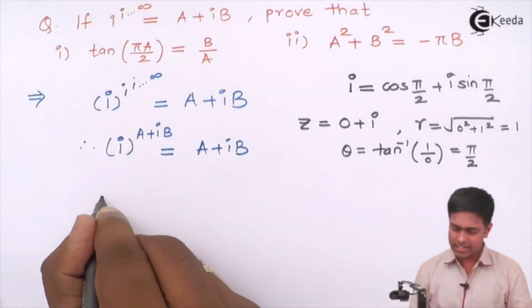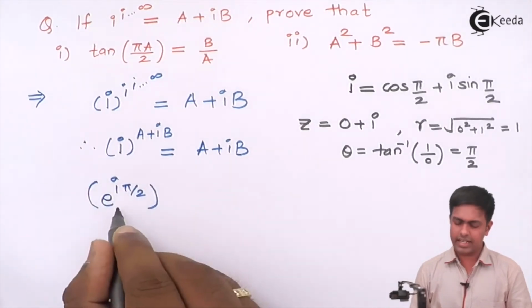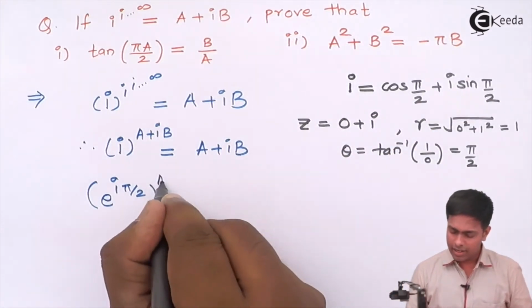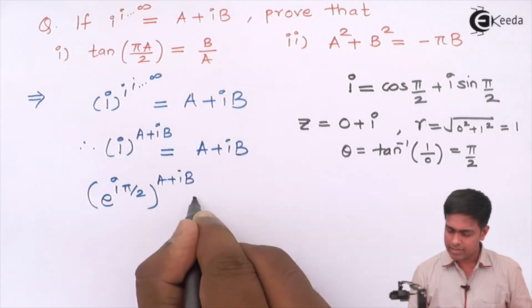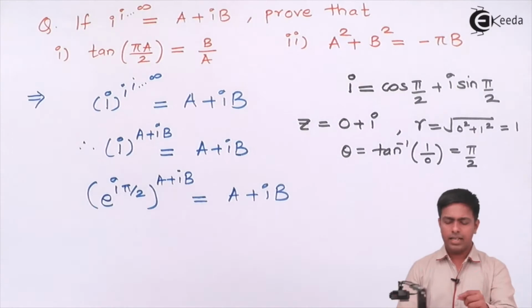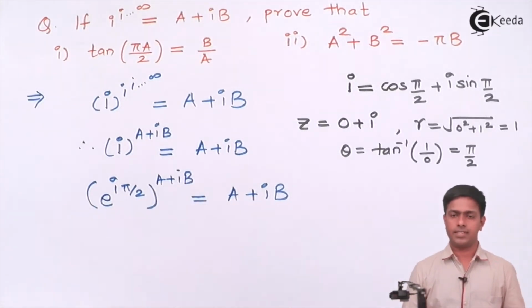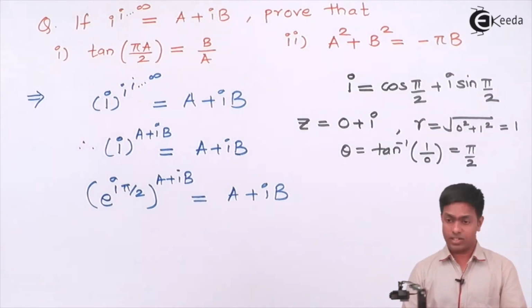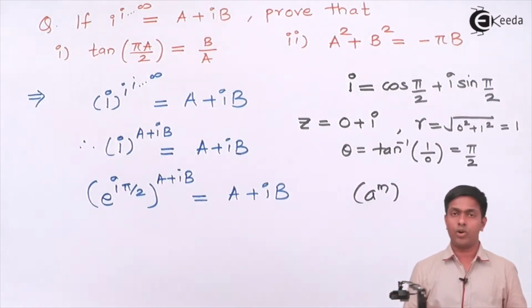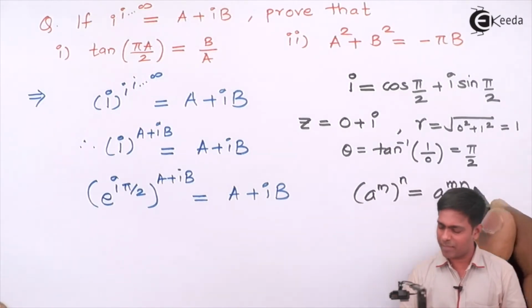So I'll say this is e raised to i pi by 2, that is the exponential form of this i, and a plus ib as it is, which is equal to a plus ib. Now guys, let's multiply these two exponents by the law of indices. You must be knowing, still I am telling you, because I don't know whether your maths is really good or really bad: a raised to m raised to n is a raised to mn.